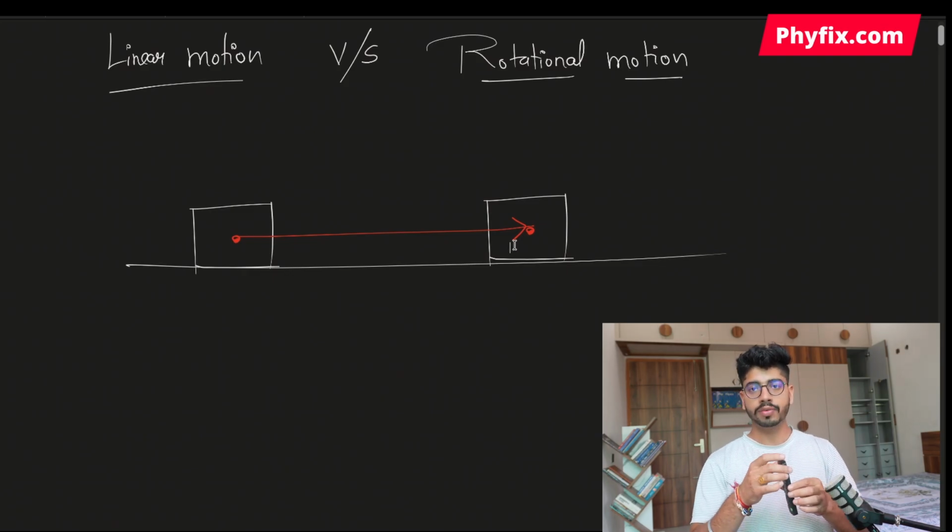So right now, we have rotational motion. In rotational motion, the object is going to rotate about some axis. This is a pure rotation because its center of mass is not moving.